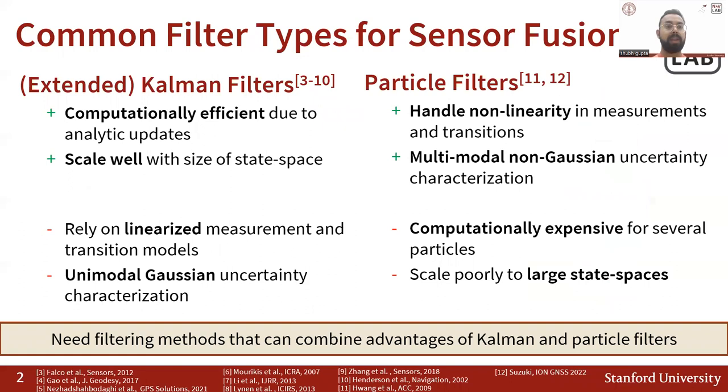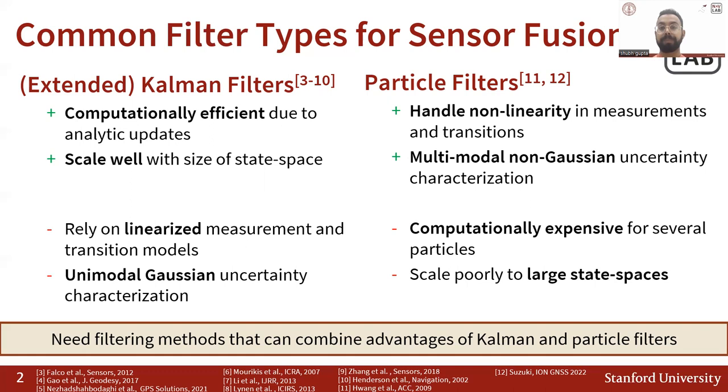Two main types of Bayesian filters have been used for sensor fusion, which have differing advantages. Kalman filters and their family, such as the extended Kalman filters, are computationally efficient due to performing analytic updates, as well as scale well with the size of the state space. However, they rely on linearized measurement and transition models, as well as characterize the uncertainty using a unimodal Gaussian, which has limited performance in the real world.